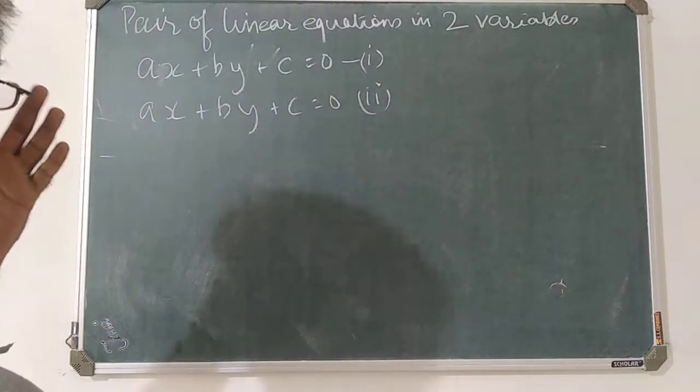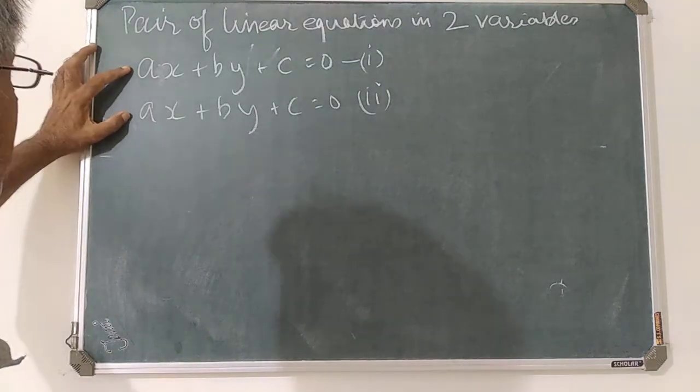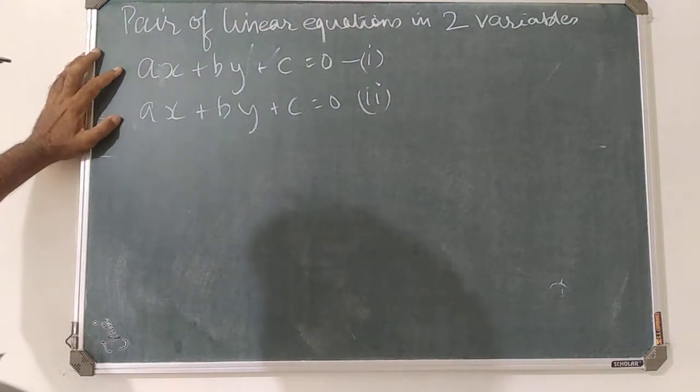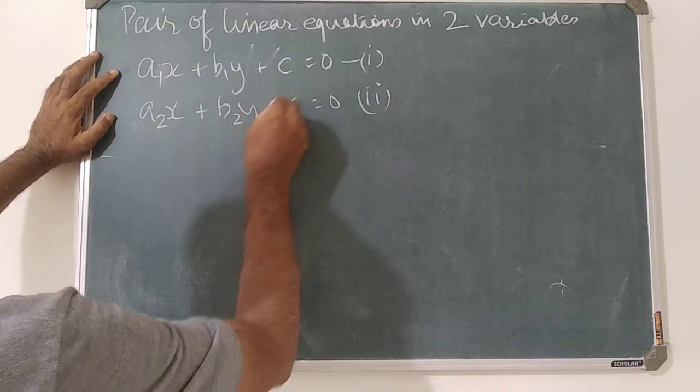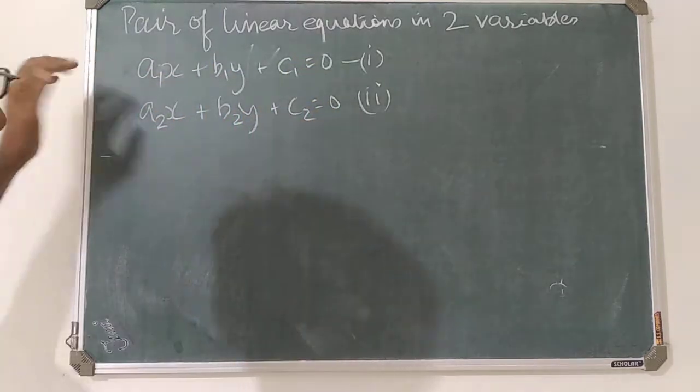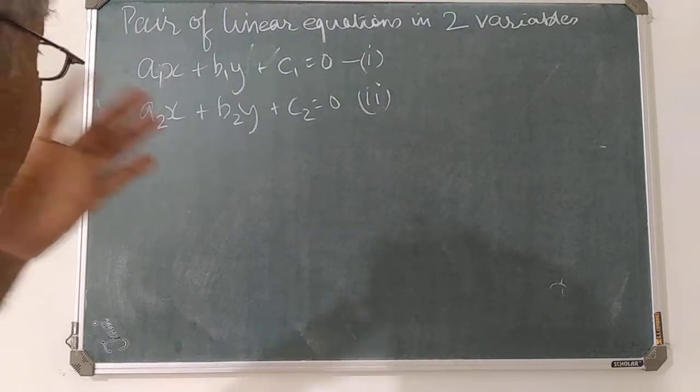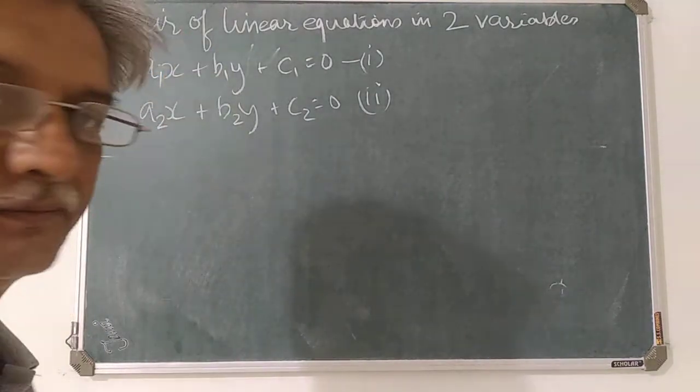Now, how do we differentiate? Because both of them can have different coefficients. So what we do is we put a1, a2, b1, b2, c1, c2.